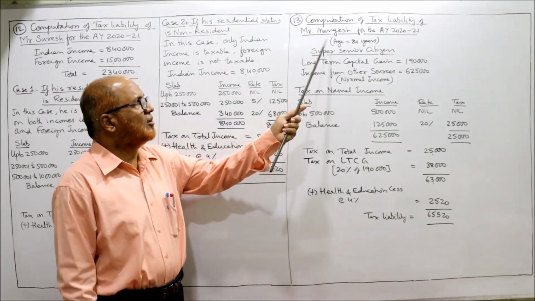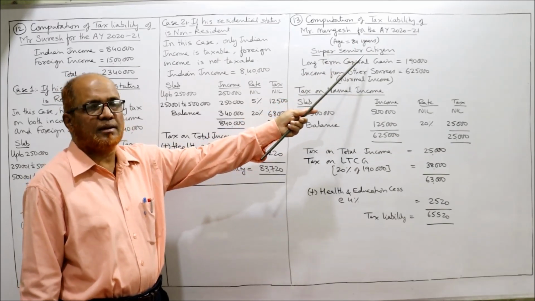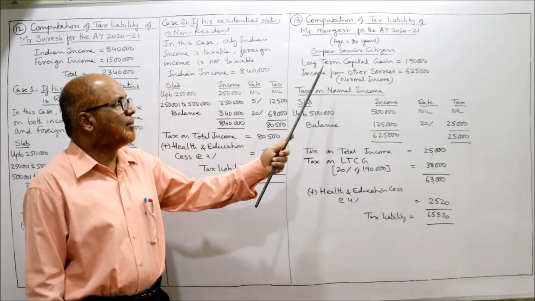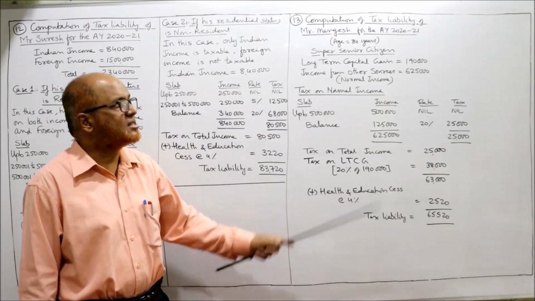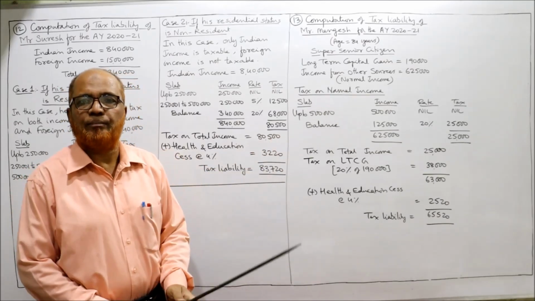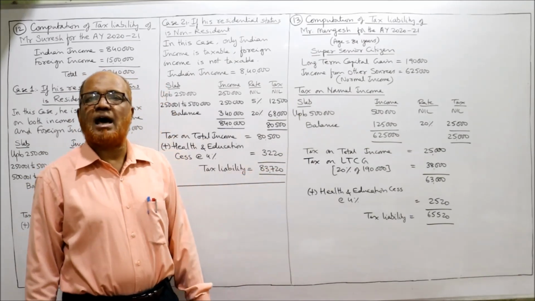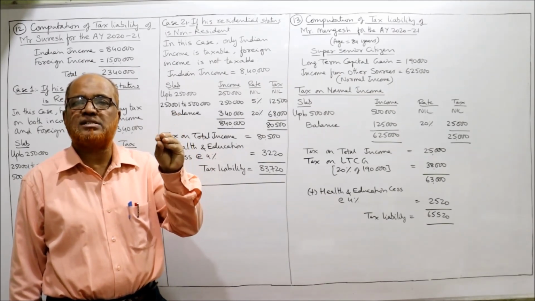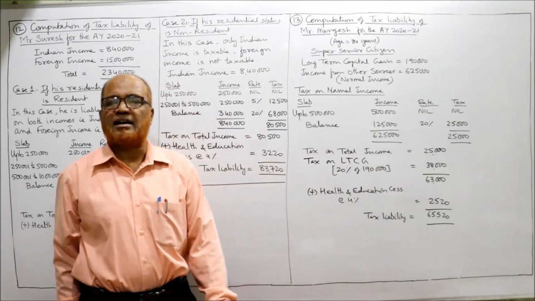Now, computation of tax liability of Mr. Mangesh for the assessment year 2021, age 84 years, so super senior citizen. Long-term capital gain is given in the problem 1,90,000. Income from other sources is 6,25,000. This is a normal income. First, we calculate the tax on normal income. The tax on normal income, slab, income, rate, tax. First slab up to rupees 5 lakh because he is a super senior citizen. Up to 5 lakh, income 5 lakh, rate nil, tax nil.